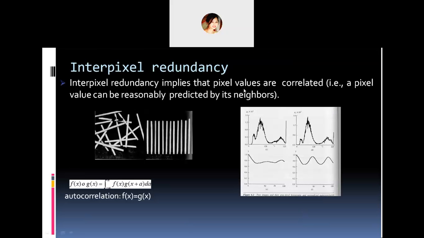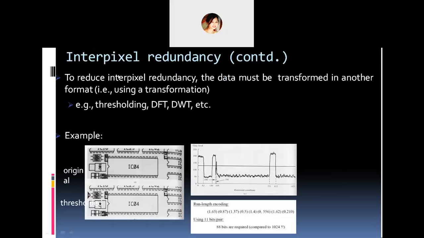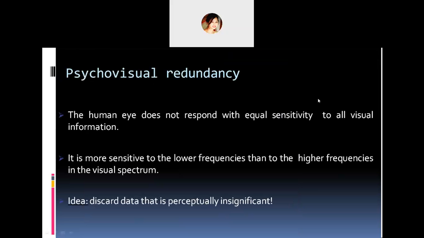Interpixel redundancy means the pixel values are related to each other. When you define one pixel, you can get its value by predicting it from its neighboring pixels. We can also reduce interpixel redundancy with the help of transformations. That is, the data has to be transformed from one format to another in order to reduce it, and these are the examples.